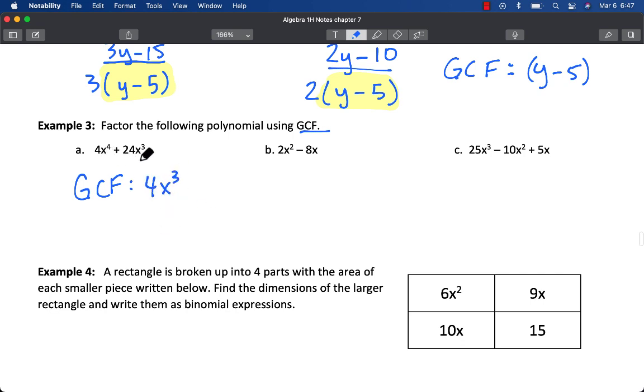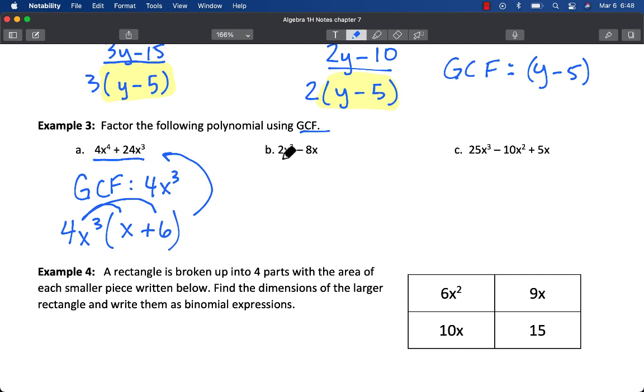Now, I do need to list my other factor. If I factor out a 4x cubed, what I'm going to be left with is x plus 6. And those are the two factors that this polynomial will decompose into. Again, another way to check that is just to redistribute your 4x cubed back into that binomial, and you should end up back where you began with 4x to the fourth plus 24x cubed.